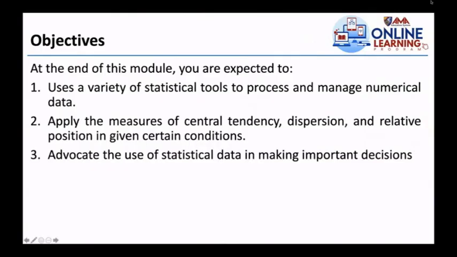What are the objectives for this module or this lesson? At the end of this module, you're expected to use a variety of statistical tools to process and manage numerical data. Apply the measures of central tendency, dispersion, and relative position in given conditions. Advocate the use of statistical data in making important decisions, particularly in business decisions.